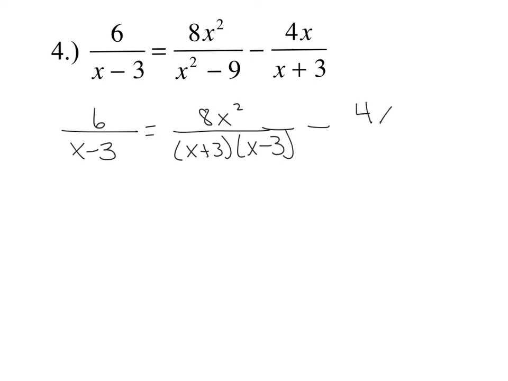And then the far right fraction is already a linear factor, so that does not need to be factored at all. So here we have an x minus 3, an x plus 3, and an x minus 3, and an x plus 3. So my least common denominator that I'm going to multiply everything through by would be x plus 3 and x minus 3.